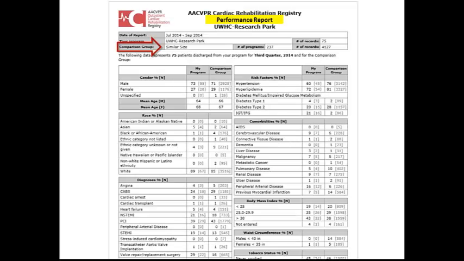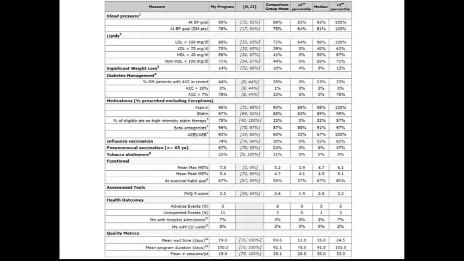And the last report I'll run is the performance report. And again, here I always select the similar size so that I can compare against programs that are similar. We're a large program, so we would be comparing against larger programs. And just like the previous reports, I would run through the demographics just to see if there's any glaring differences between our program and our comparison programs. And then I go to the performance section.